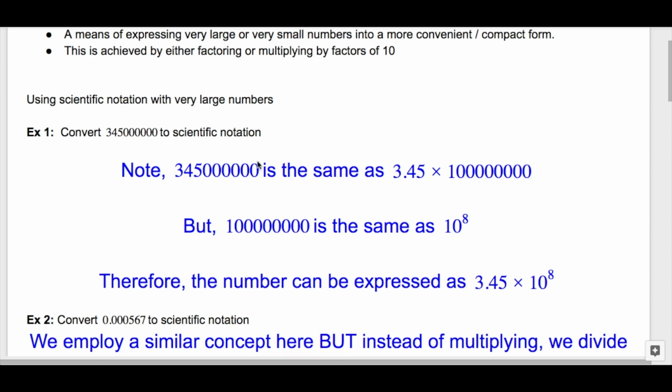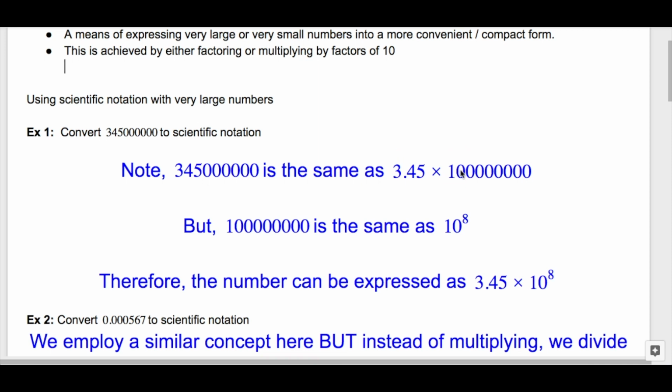So let's take a look. We can take 345 million and we can express it as something that is a little bit more reasonable and a little easier to look at. So let's take a look at this value here. This is the same as taking 3.45 and multiplying it by 100 million. All right, but that is also still a bit on the awkward side.